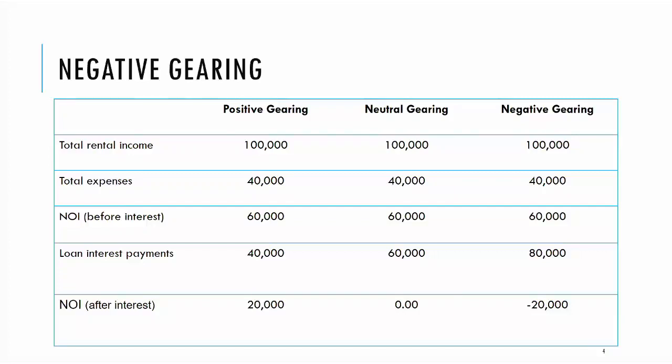So it's positive cash flow. That is plus. So you have excess cash. That's positive gearing. What is neutral gearing?